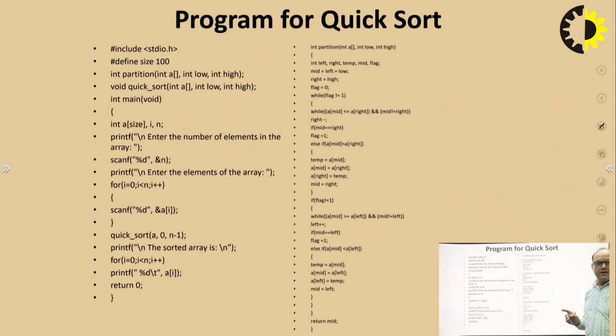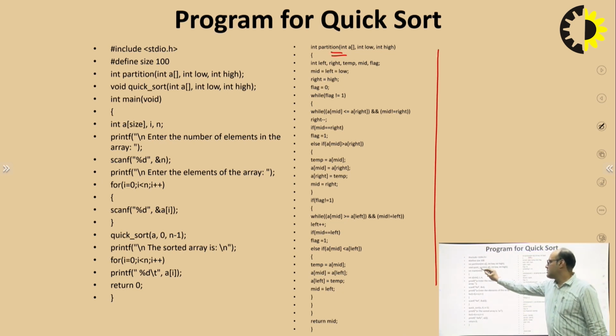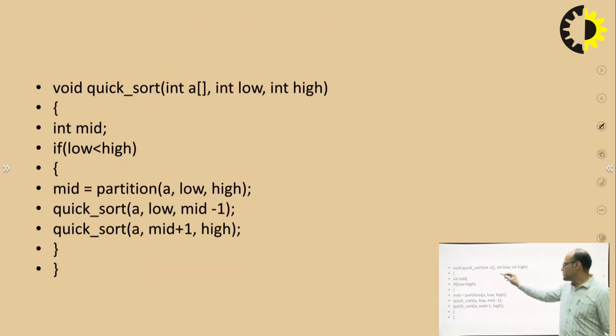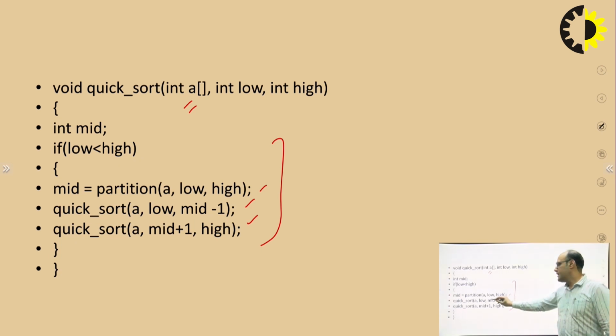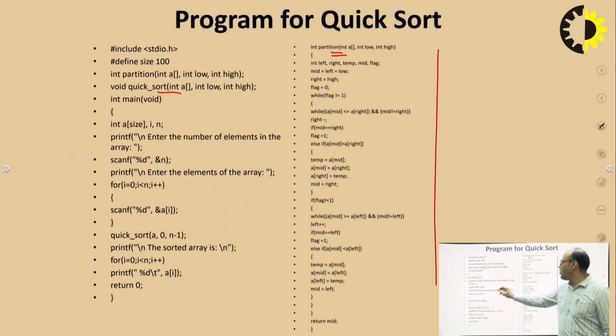Okay, so this is the C program that I have listed here. This is the partition algorithm. This is the quicksort algorithm. Every time we are partitioning about mid, and the partition procedure is called, as briefed here.